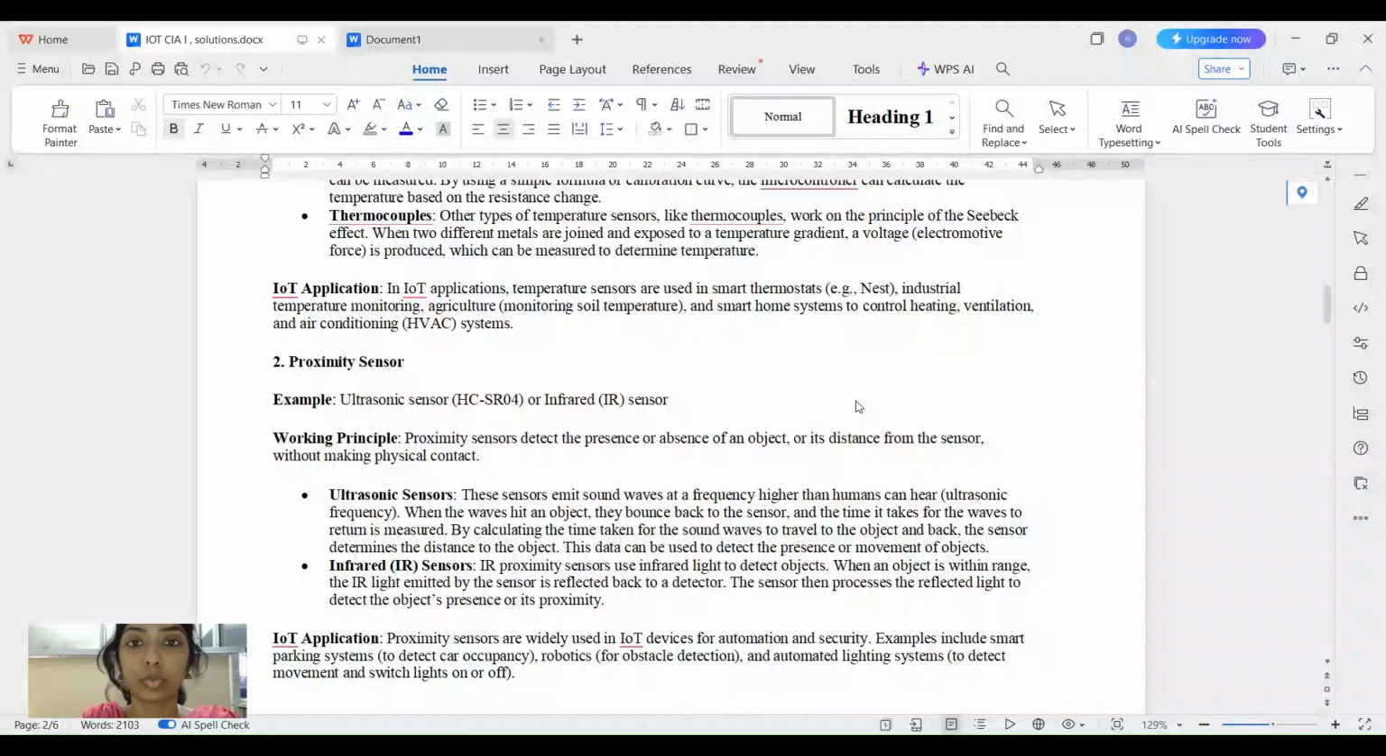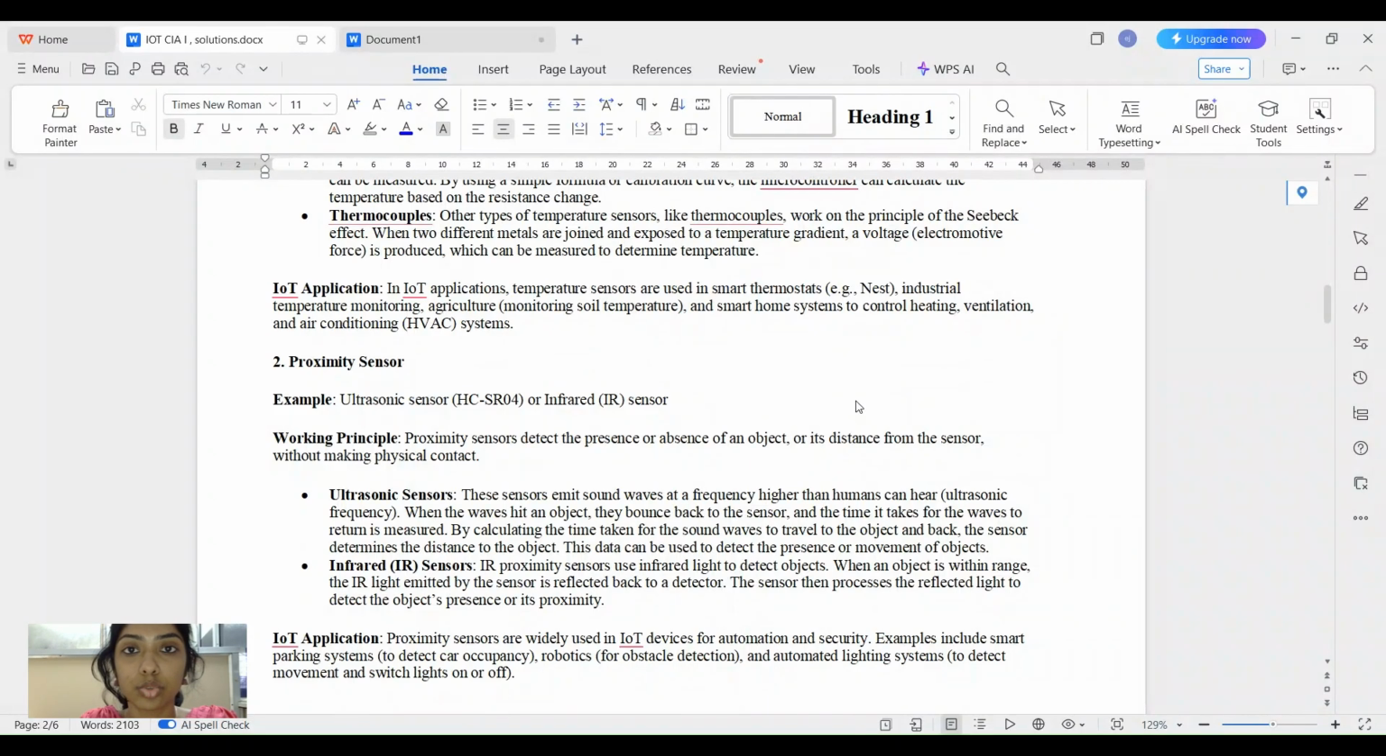So let us start with sensors and actuators for today. What is an actuator? An actuator is a device that makes something move or operate. Now let us see the difference between sensors and actuators.